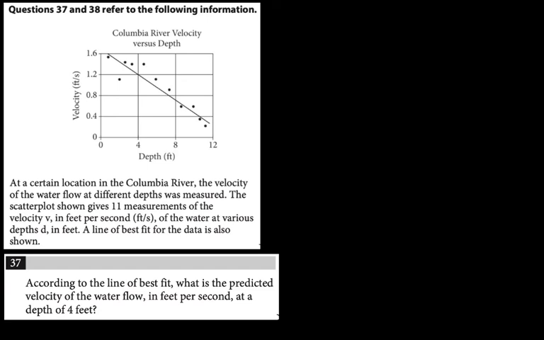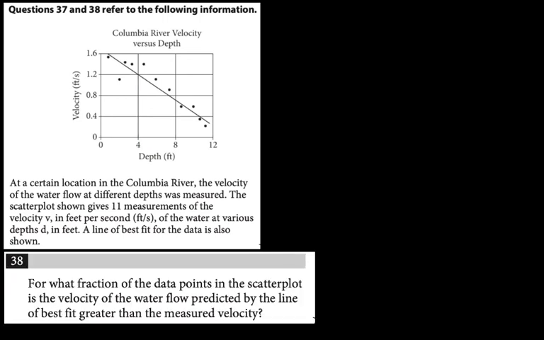According to the line of best fit, what is the predicted velocity in feet per second at a depth of 4 feet? So depth is on the horizontal axis. Look for 4 on the horizontal. It's right there. Then you just go up until you hit that line, and you can see that's happening at 1.2. That's our answer, and that's what I'd grid in. It's a surprisingly straightforward question, I think, for the end, but that's okay.